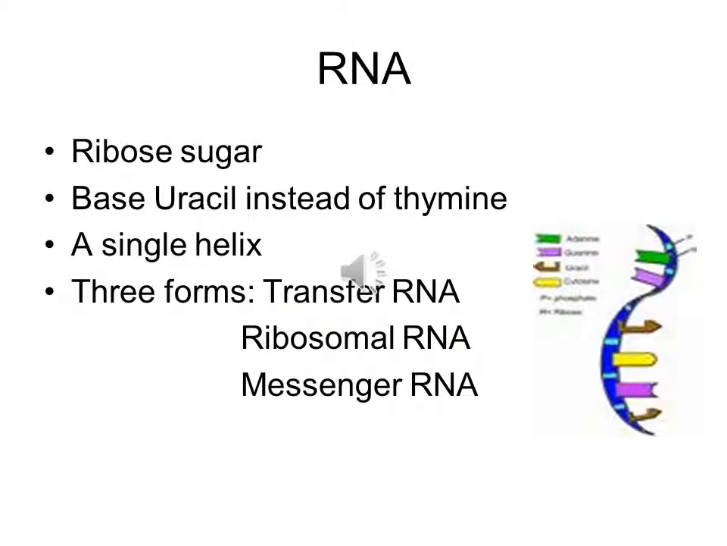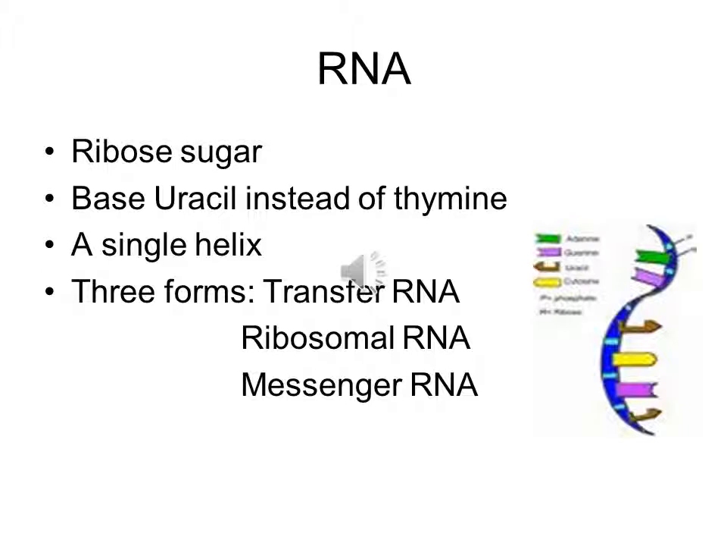In addition to DNA, there's another very important genetic chemical, and that is called RNA, or ribonucleic acid. RNA is a type of nucleic acid that is very similar to DNA. It has some of the same bases.